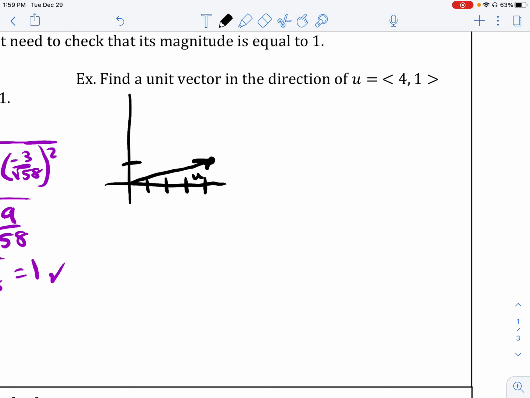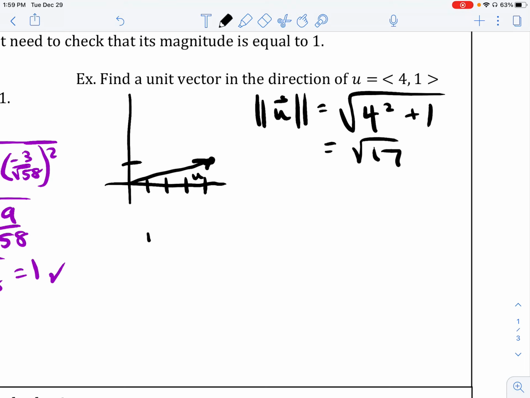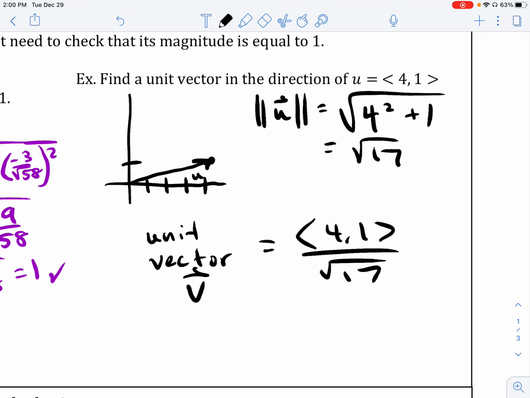So to indicate this, hopefully what you did was find the magnitude of vector u, which is just 4 squared plus 1 squared, which is root 17. And then we're going to call our unit vector, let's just say, v. Our unit vector v is going to be this current vector, (4, 1), divided by this magnitude. And so what that gives me then is 4 root 17 over 17, root 17 over 17.